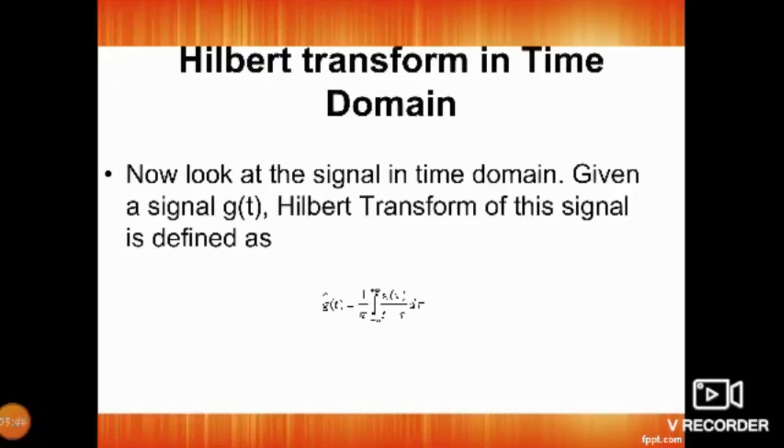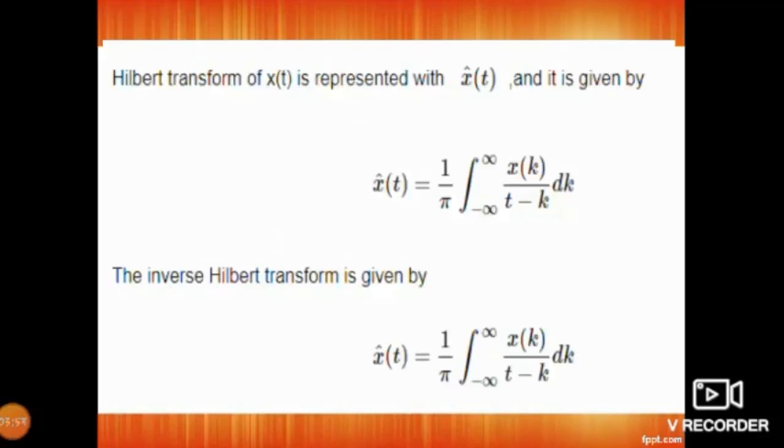Afterwards it is converted to sine. The Hilbert transform in time domain: the signal is represented as g of t, and after the Hilbert transform it is represented as g cap of t. So g cap of t is 1 by pi into the integral from minus infinity to infinity of g of tau by t minus tau d tau. So x of t is the signal which is given as the input of the Hilbert transformer, and x cap of t is the signal after the Hilbert transform.